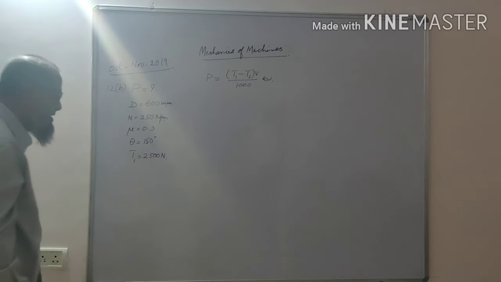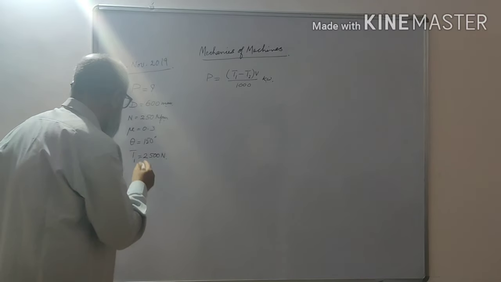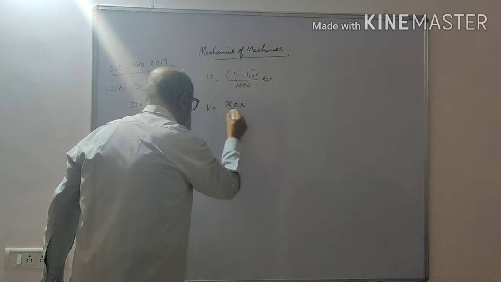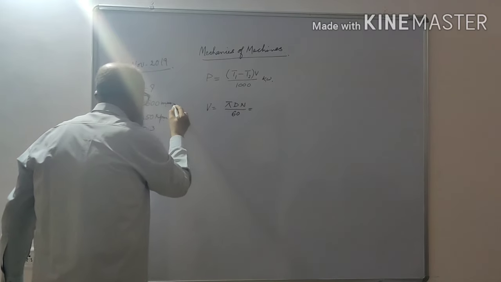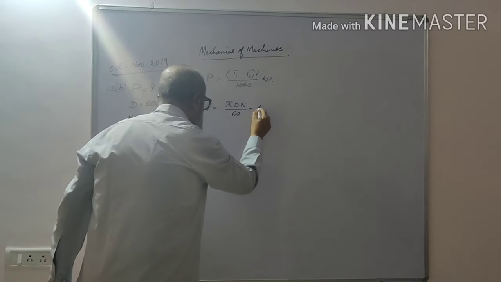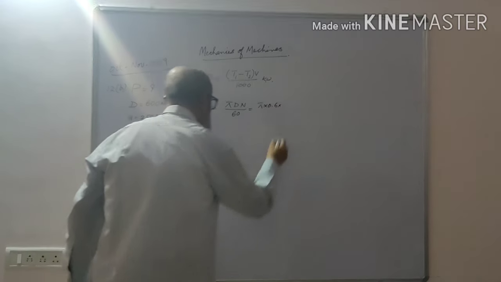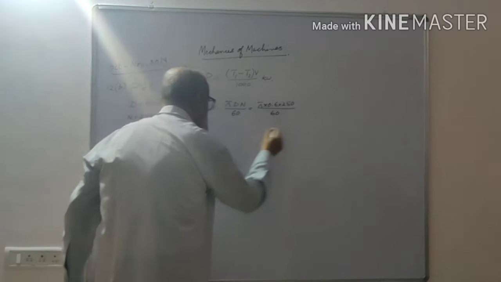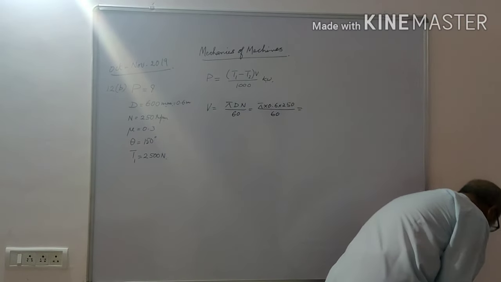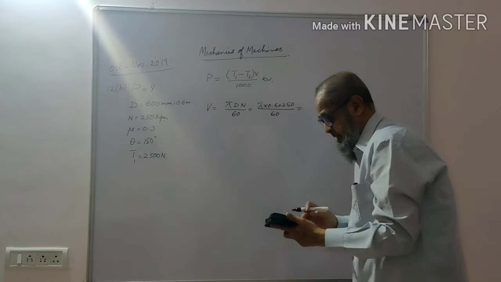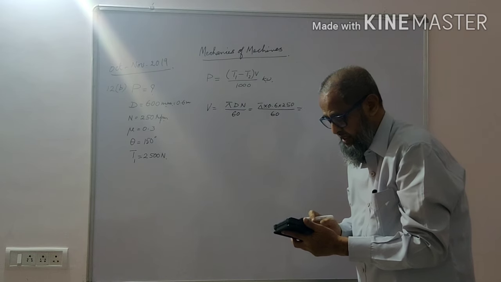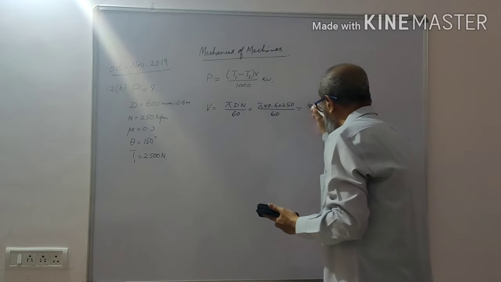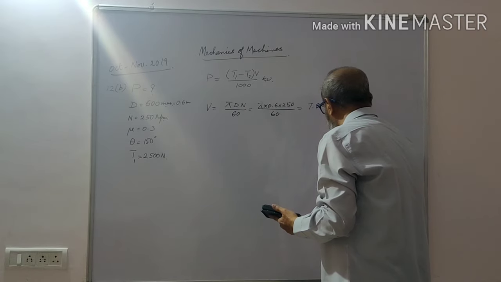T1 means maximum tension, that is tension on the tight side. T2 is tension on the slack side. Now, V is velocity of the belt here. So, velocity of belt is given by pi dN by 60. It should be in meters per second, so this should be converted into meters. It is 0.6 meter. So pi into 0.6 into N, N is 250, divided by 60. This will give you V in meters per second. It is 7.85 meters per second. This is the velocity of the belt.